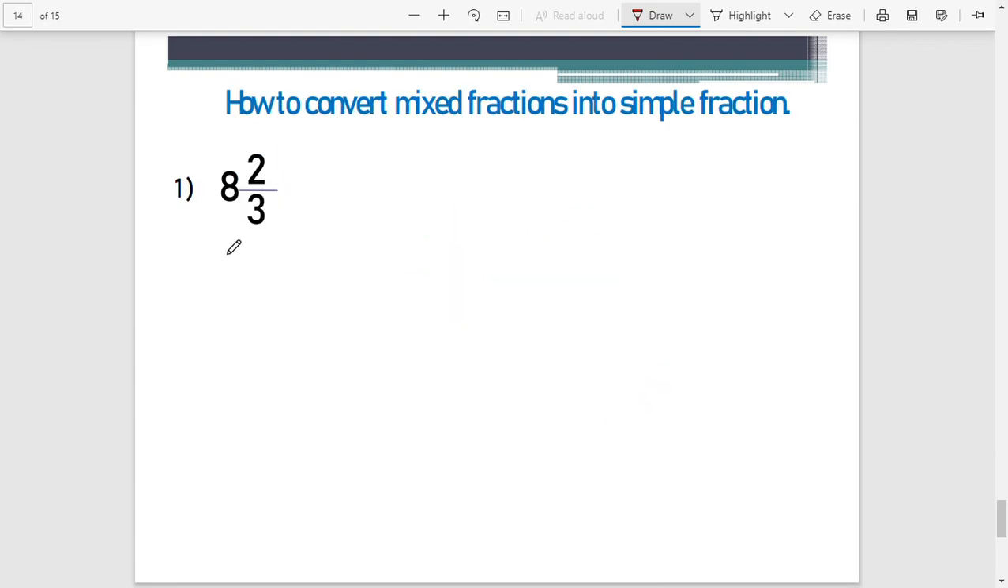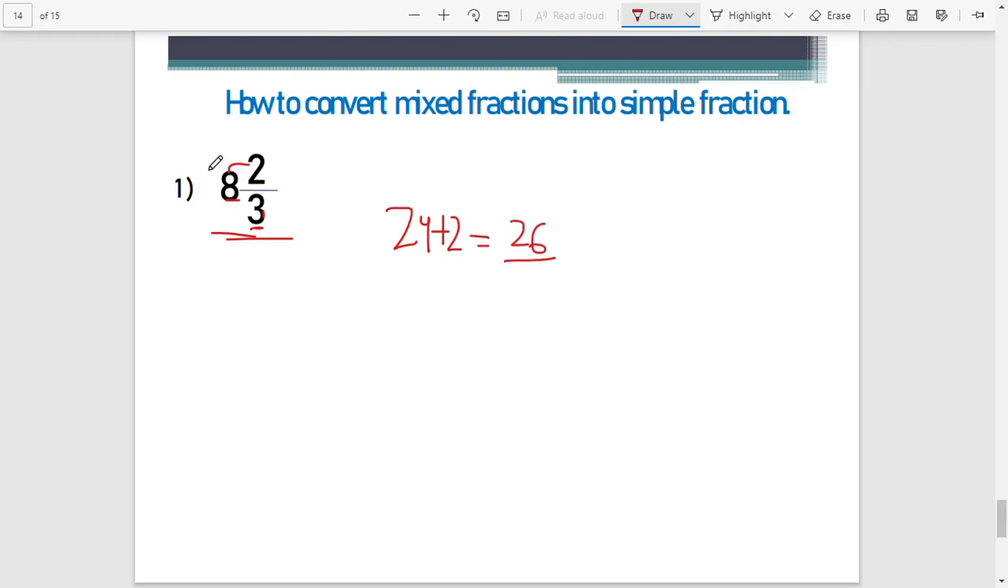The last topic is converting a mixed fraction into a simple fraction. This is a mixed fraction. For finding it, we will multiply 8 by 3, which is the denominator. So 8 3s are 24. Then we will add 2 to 24. 24 plus 2 is 26 upon 3.